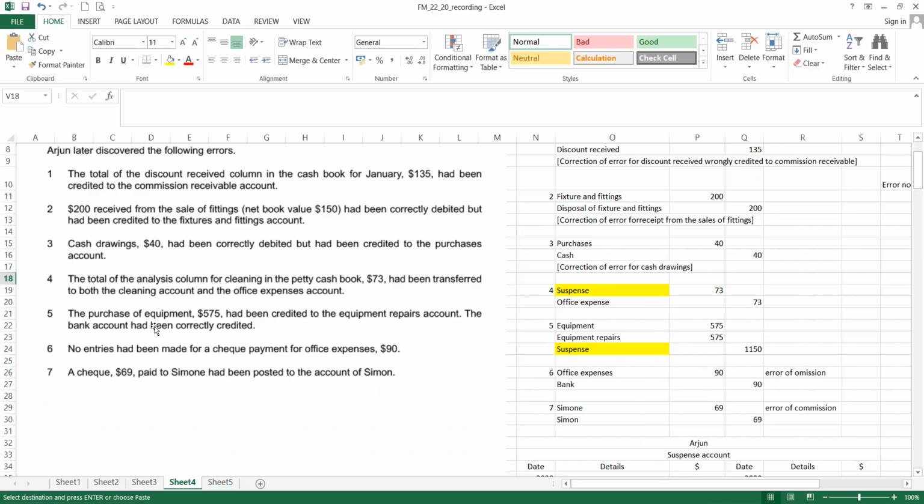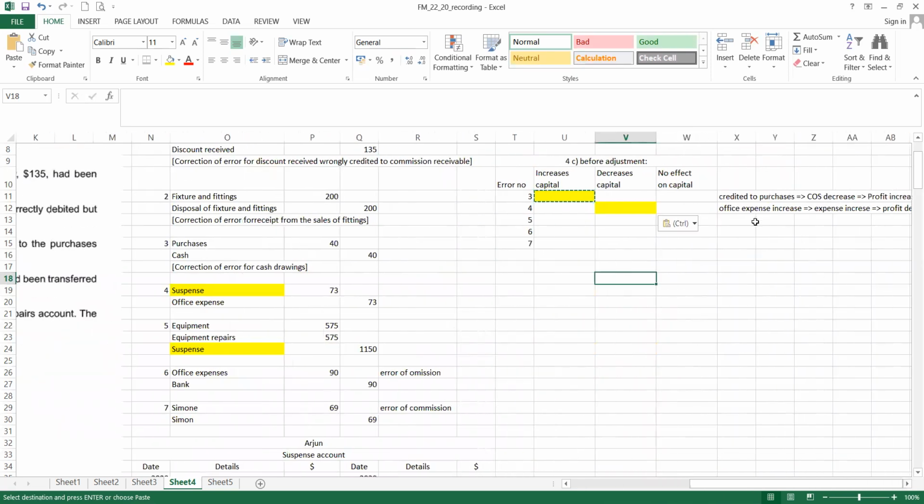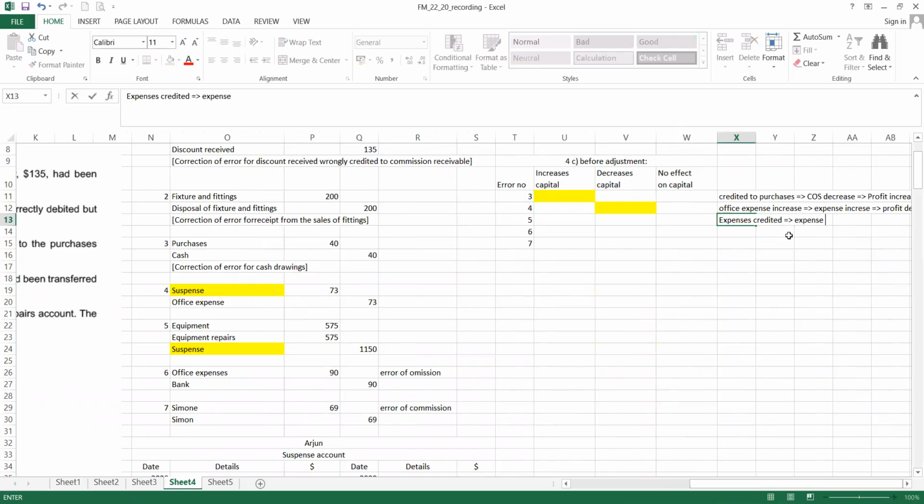Okay, next. Question 5. The purchase of equipment 575 has been credited to the, okay, when we credited, expenses credited. When expenses credited, expenses decrease. When expenses decrease, profit increase. So profit increase, capital increase. So this one, capital will increase.